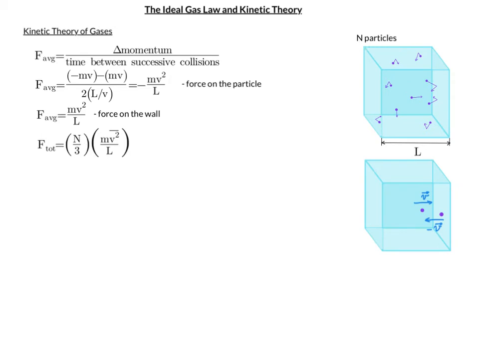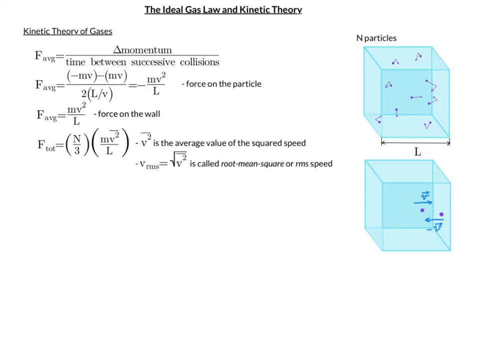Well, because roughly a third of the particles move left to right, a third of the particles move up and down, and a third of the particles move front to back. And we're only considering the wall on the right here, so the average force exerted on this one wall is going to be due to only a third of the particles that bounce against that wall. Now, not all of the particles travel at the same speed, so we're going to use this averaged v squared, which is called the average value of the squared speed.